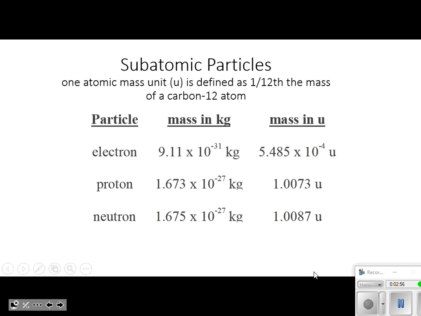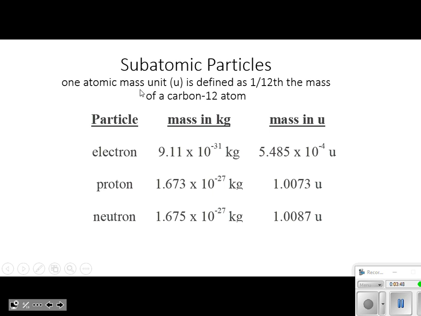Now, I told you before, now I'm going to give you some numbers. I told you before that when we're talking about the mass of an atom, that we take the majority of the mass from the number of protons and the number of neutrons. If you look at these numbers, a neutron, 1.675 times 10 to the negative 27 kilograms. Very little number. 1.673 times 10 to the negative 27 for a proton. 9.11 times 10 to the negative 31st. So that's electron, even smaller than the proton and neutron.